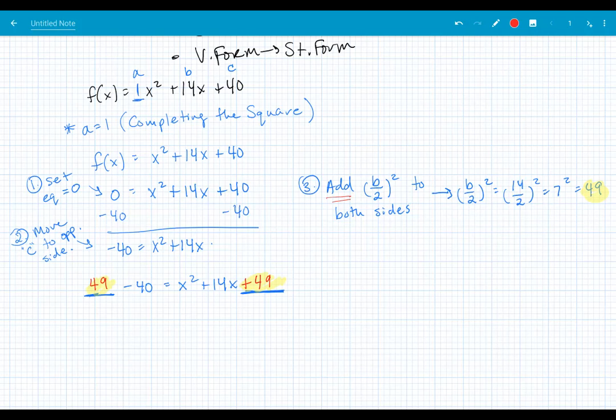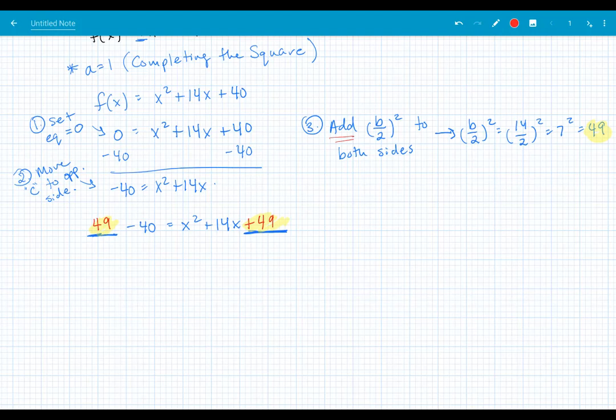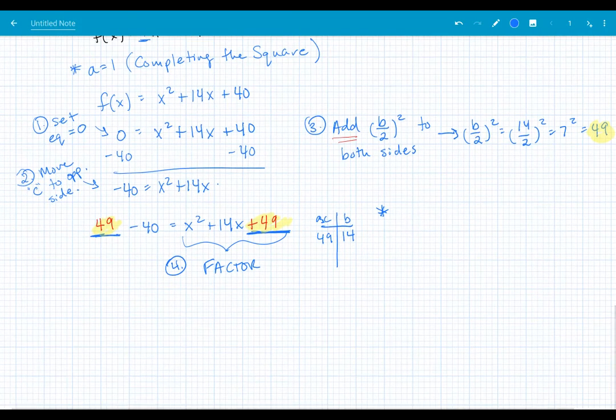Now, step number 4 is I want to factor this new quadratic that I just created. How we're going to factor that is using our ACB chart. So my AC value is 1 times 49, which is 49. My B value is 14. The nice thing about this, for this form only, is for completing the square.